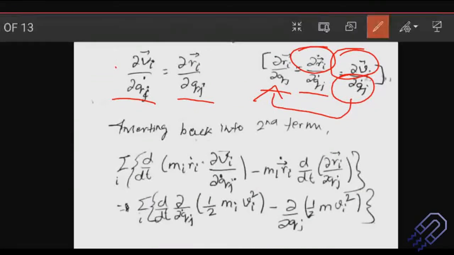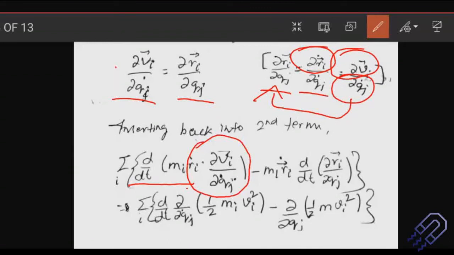In the second term, what we will say is that d/dt of mi ri dot is already there. And there we actually had delta ri delta qj. In place of delta ri delta qj, we write down delta v delta qj dot. Why are we doing this? Because Lagrangian, I told you, is kinetic energy minus potential energy. So we must include a term for kinetic energy, so we are including velocity here. We are slowly arriving at the result.